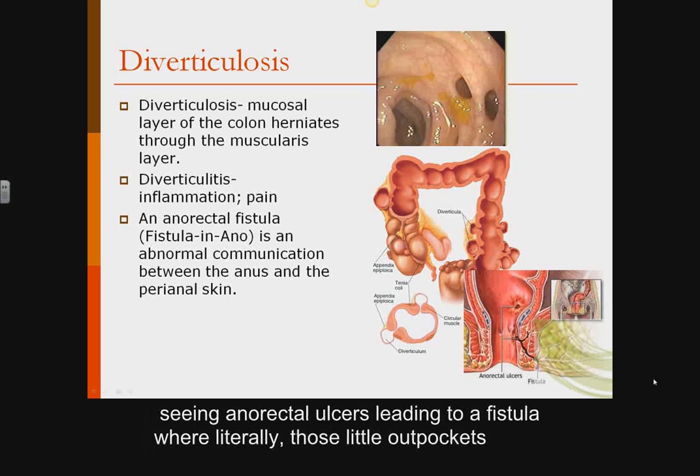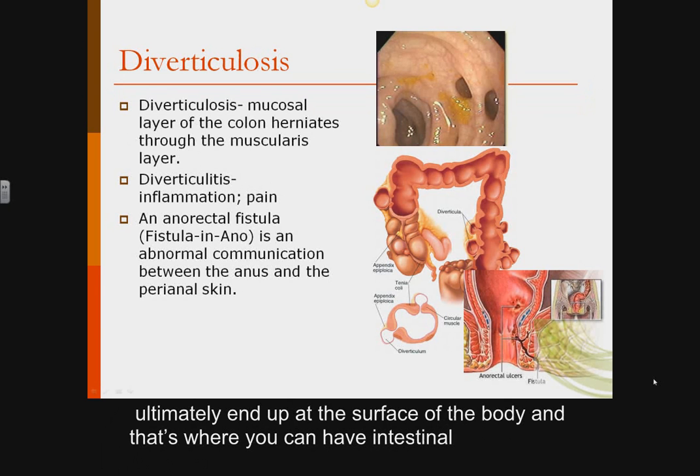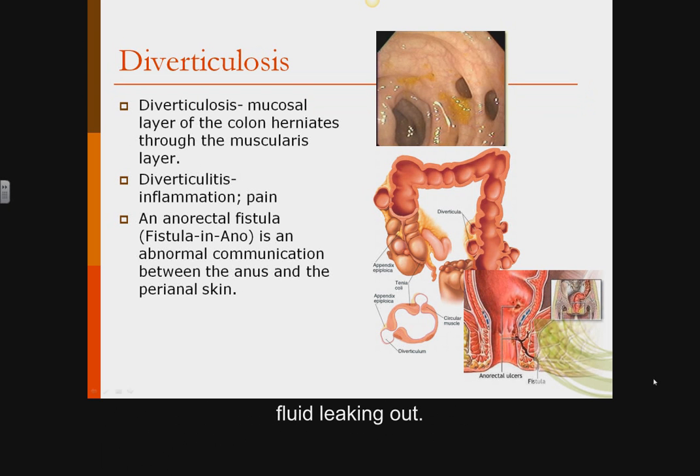Now, I didn't want to put an actual picture because I thought that was a little too much, but down here in the bottom right picture, you're seeing anorectal ulcers leading to a fistula, where literally those little out pockets ultimately end up at the surface of the body, and that's where you can have the intestinal fluid leaking out.